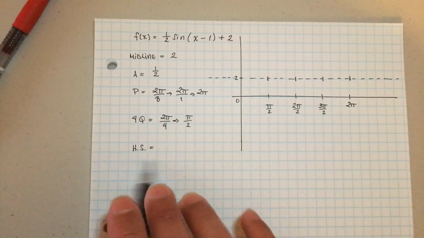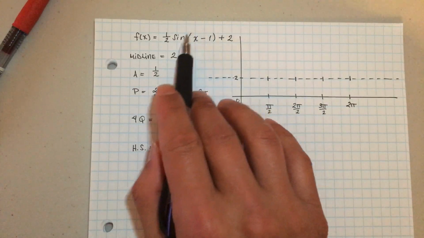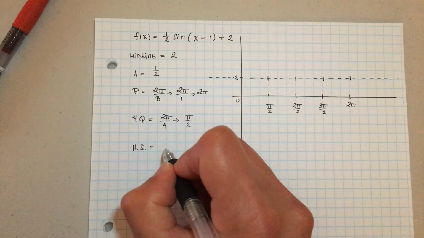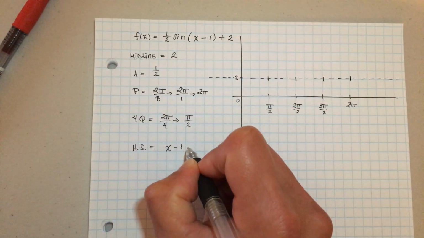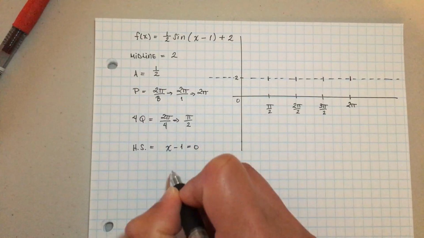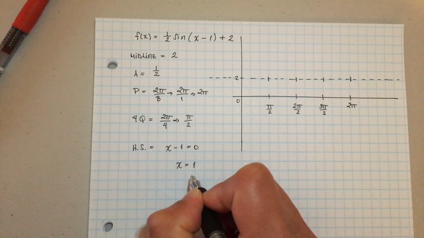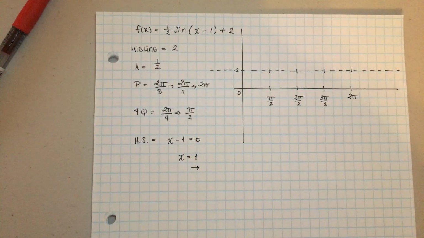Lastly, a horizontal shift. So what do you do? You take this guy, and you're going to set it equal to 0. So x minus 1 equals 0. So then x is equal to 1. That means we're going to move 1 unit to the right. Okay, 1 unit to the right.